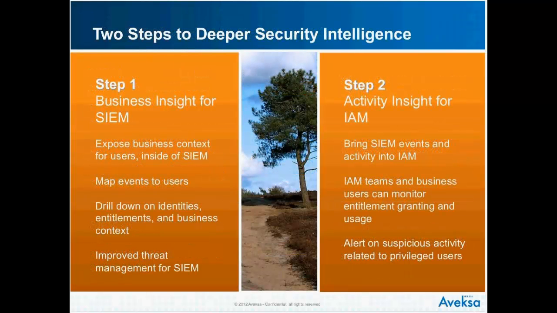These are the steps, in our eyes at least, of how we see SIEM and IAM playing together. So the first step, which is all about today, this first one on the left there, is what we call business insight for SIEM. And this is what we're talking about with business context, otherwise known as user context, to expose more information about actual users inside of the SIEM tool. And again, being able to map events to users, digging deep into identities and entitlements, and increasing threat management for SIEM. So that's what we're doing today, and that's what you're going to see in a minute from George.